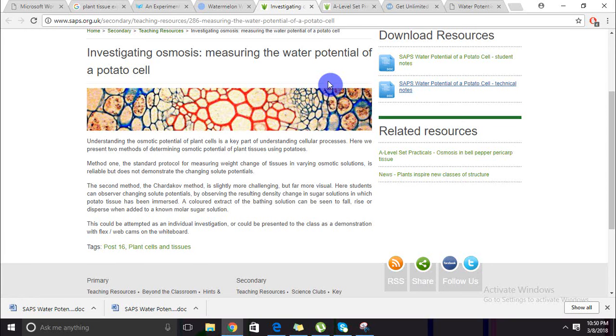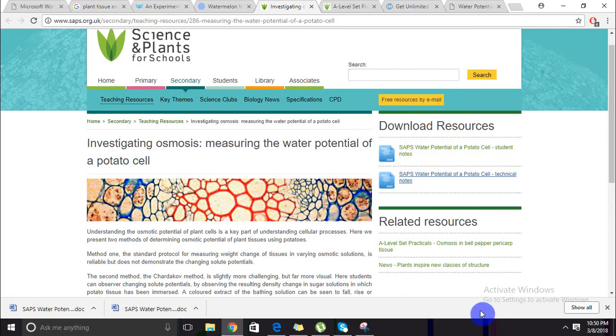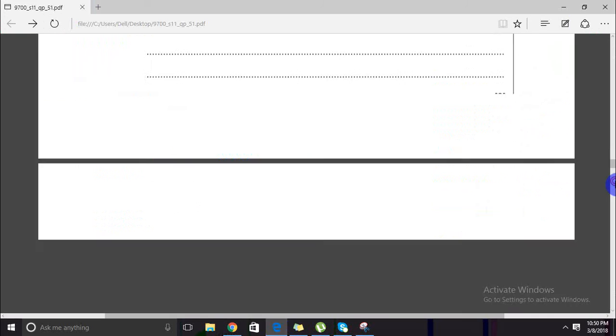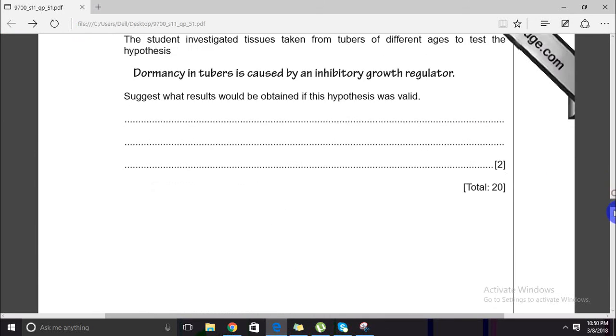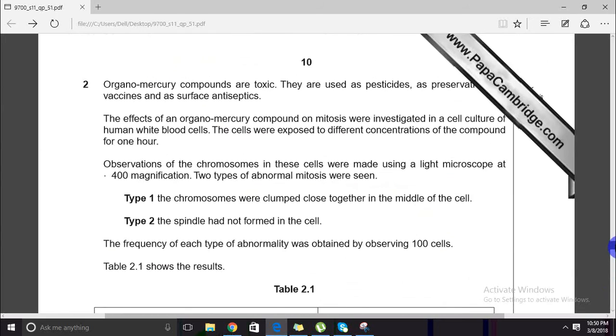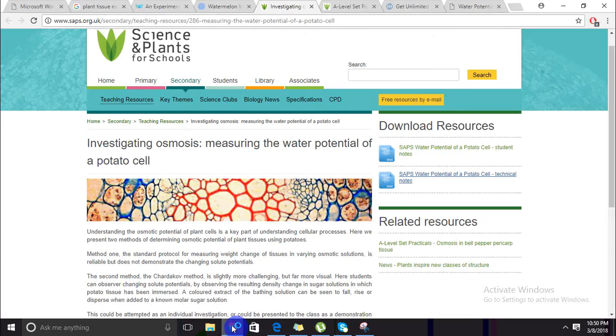The sum of the original unchanged solution can be seen to fall, rise or disperse when added to a known molar sugar solution. So this is a very interesting thing. And there are also these I found to be pretty interesting. I wonder why they're not opening up yet.